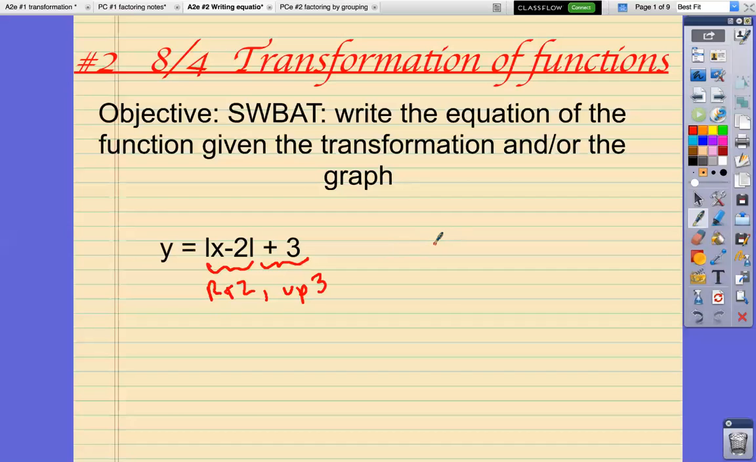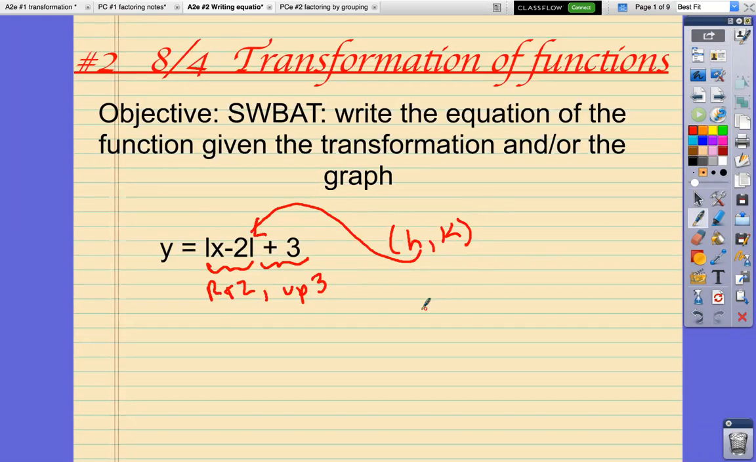So we're going to start talking about the concept of vertex, what a vertex is. But your vertex is always going to be (h, k). In here, this is always the opposite. So we'll make sense of that here in just a second. So if I've got a minus 2, that's really moving it right 2. If I've got a plus 3, it's really moving it plus 3.